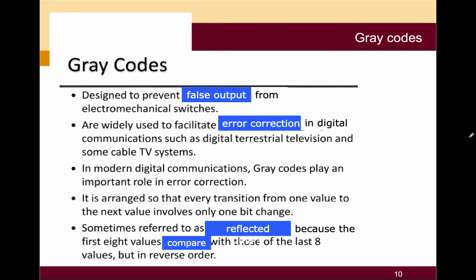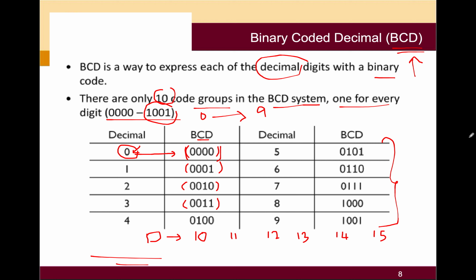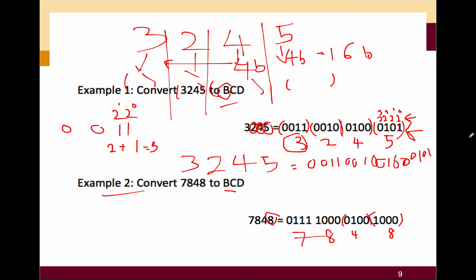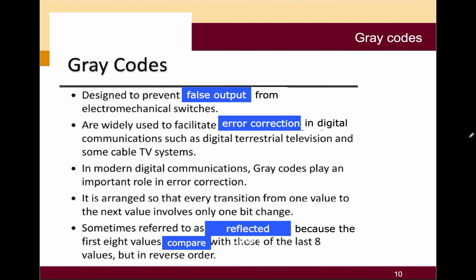Next, after you already learned the first code, BCD, binary coded decimals, you're going to move to a new code system, which is called gray code. So what is gray code? It is designed to prevent false output from electromechanical switches, and basically it's widely used for facilitating error correction in digital communications and so on.